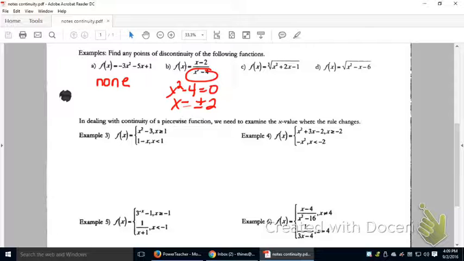F is a cube root, and I don't know if you remember what cube roots look like, but they look kind of like that, and they just keep going. So there is not a place on that one where there's a discontinuity. It's also always continuous.